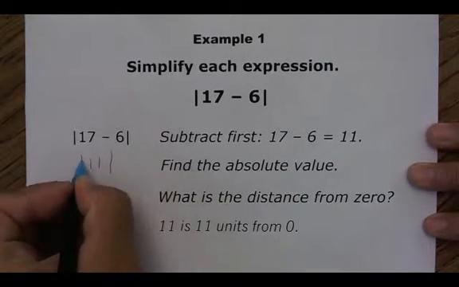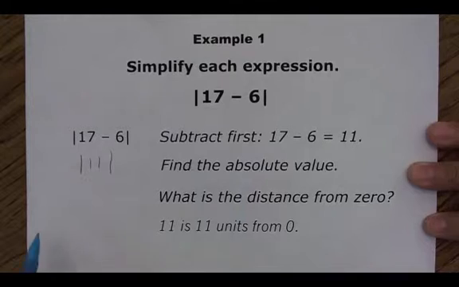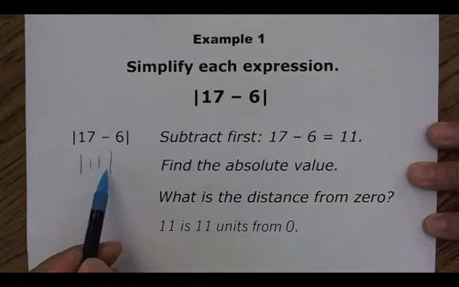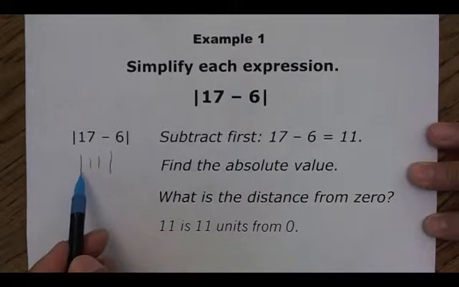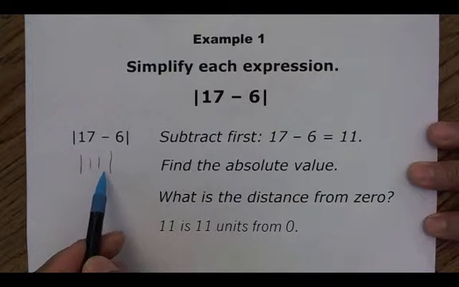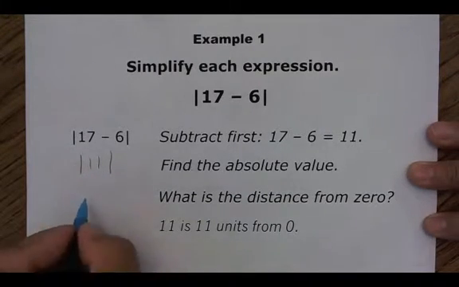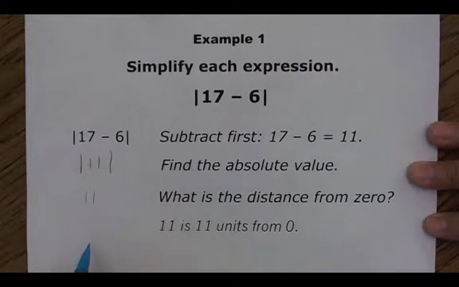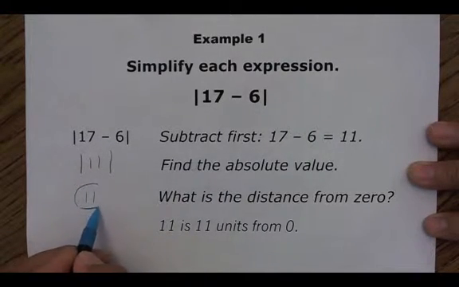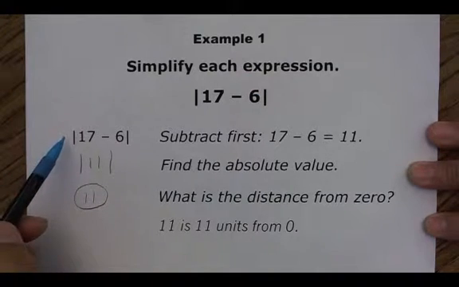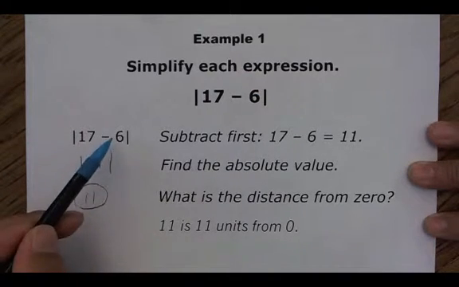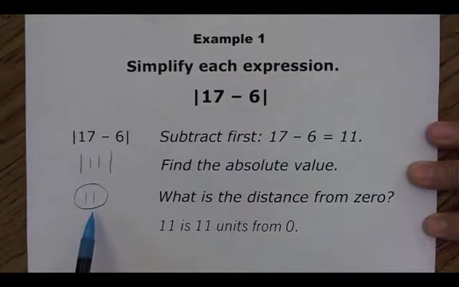And then we put that inside the absolute value. So it's the absolute value of 11. And then when we find the absolute value, what is the distance 11 is from 0? In this case, it's 11 units. So our answer is 11. The absolute value of 17 minus 6 is 11 because it's 11 units from 0.